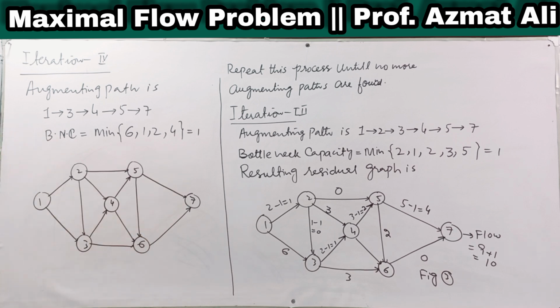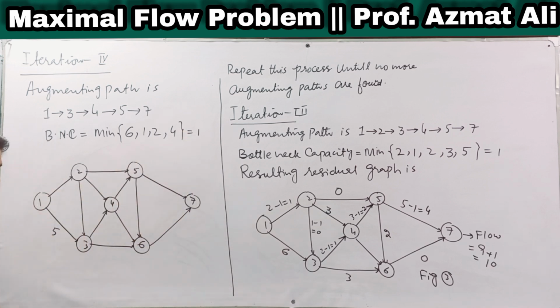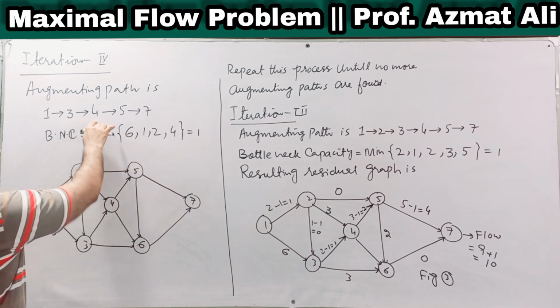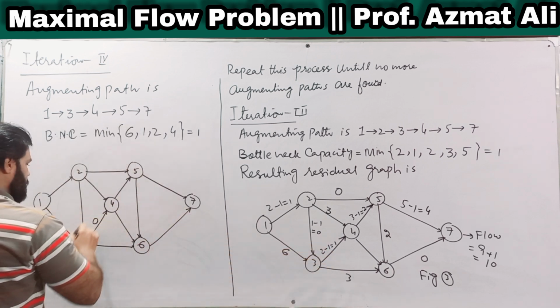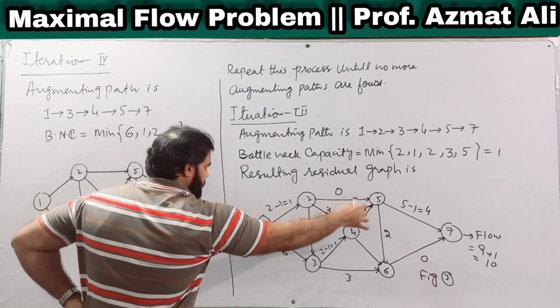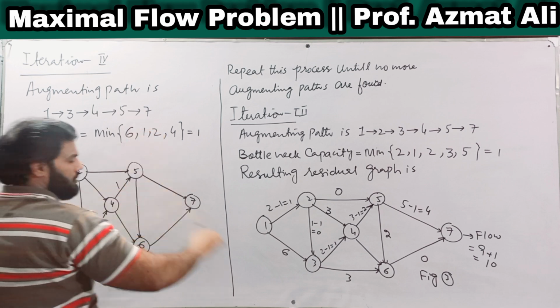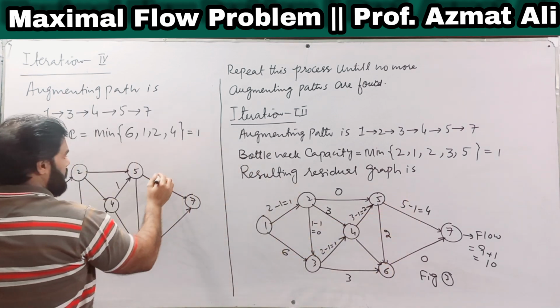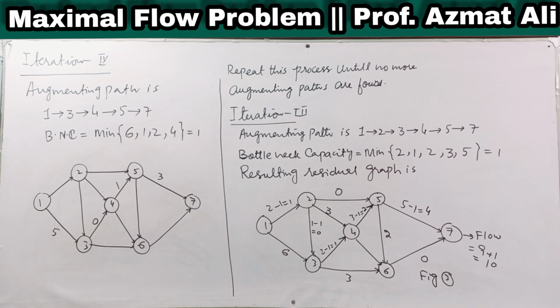So consider the edges that are part of our augmenting path. One is 1 to 3. This is capacity 6 unit. 6 minus 1, this is 5. This is the residual capacity. Second is 3 to 4, the capacity is 1 unit. Now 1 minus 1, this will become 0. Further is 4 to 5, this is 2 unit. 2 minus 1, this will become 1. And lastly 5 to 7, this is 4. 4 minus 1, this is 3. And the remaining capacities on all other edges will remain the same.